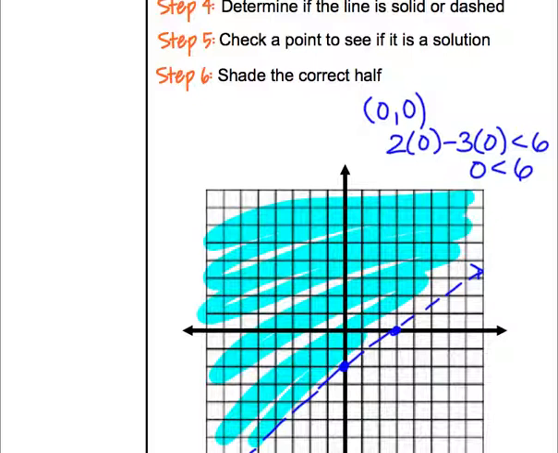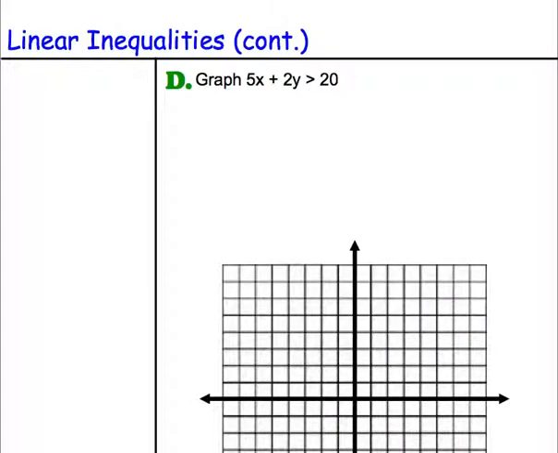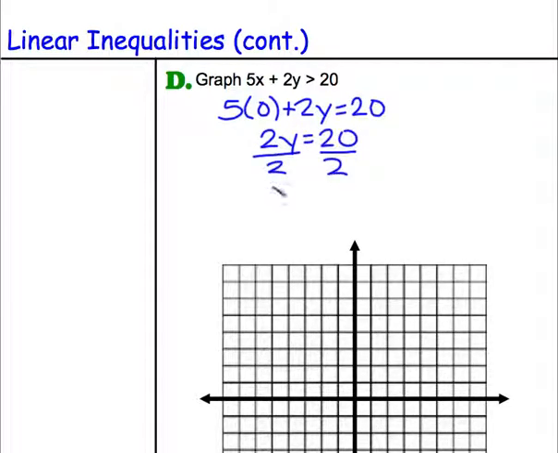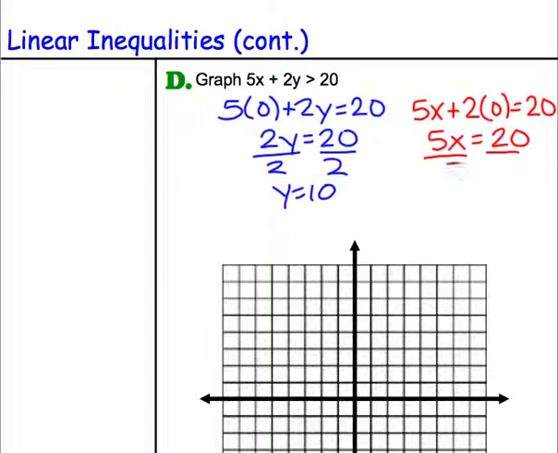All right, let's take a look at another example. We have 5x plus 2y is greater than 20. First I'm going to put in 0 for x to get y. So 5 times 0 plus 2y. We're going to say it's equal to 20, so we can solve this, which is 2y equal to 20, divided by 2, y equals 10. And then when we put in 0 for y, we get 5x plus 2 times 0 equal to 20. And we get 5x equal to 20, divided by 5. We get x equals 4.